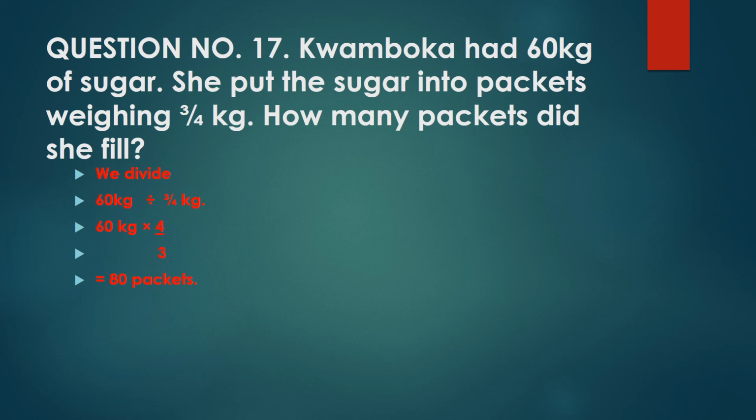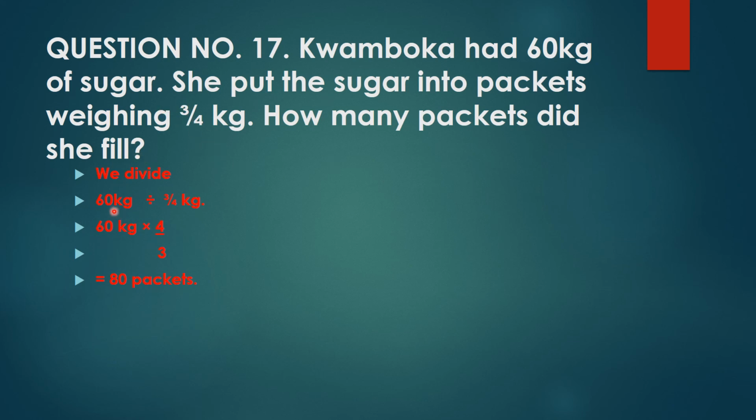Question number 17. Question number 17, very easy. And we did this one when you were doing math. Kwamboka had 60 kilograms of sugar. She put the sugar into packets weighing 3/4 kg. How many packets did she fill? Very easy. We divide, I told you. Just look at your total mass, that is 60 kilograms. Then you want to pack it, to divide it into packets of 3/4 kg.